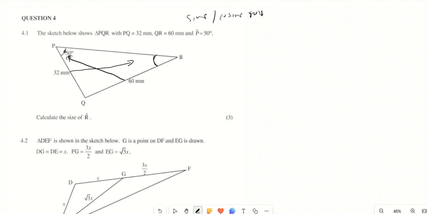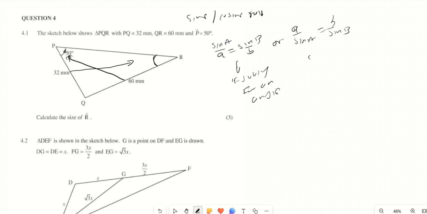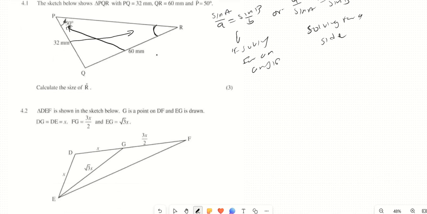So what are we looking for? Remember, the sine rule goes two ways: a over sine A equals b over sine B, or sine A over a equals sine B over b. If solving for an angle, let's use the second one. If solving for a side, we use the first. That way we avoid a lot of cross multiplication and dividing, because we can see that we're looking for an angle.